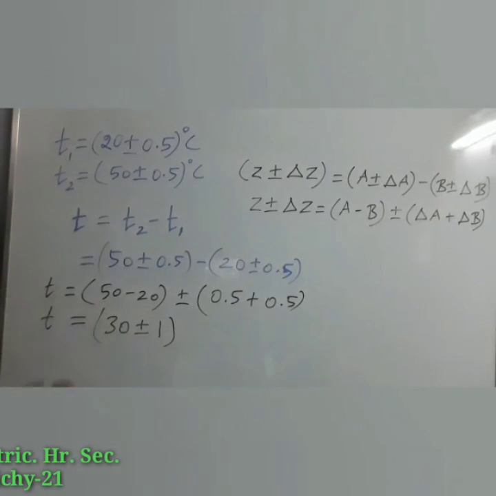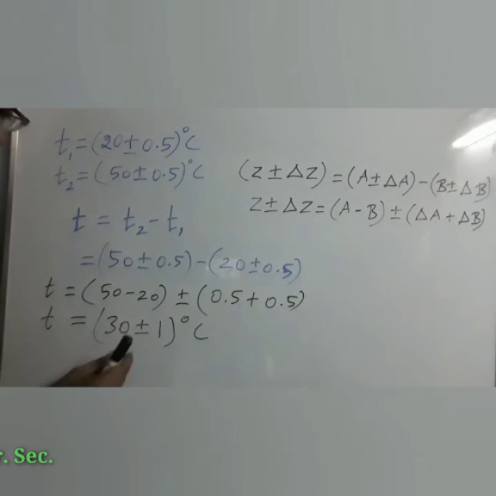So what is the unit? Since it is a temperature, what is the unit? Degree Celsius. So in the final temperature also, there is an absolute error. Not exactly, it is 30. It can be 31 or 29.